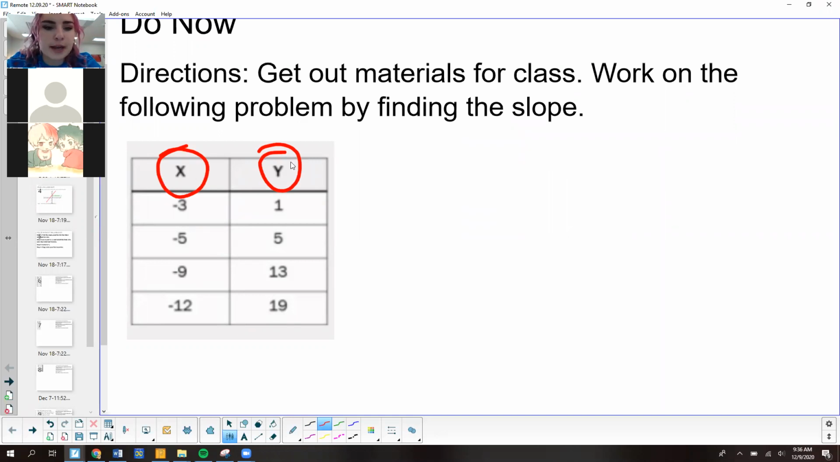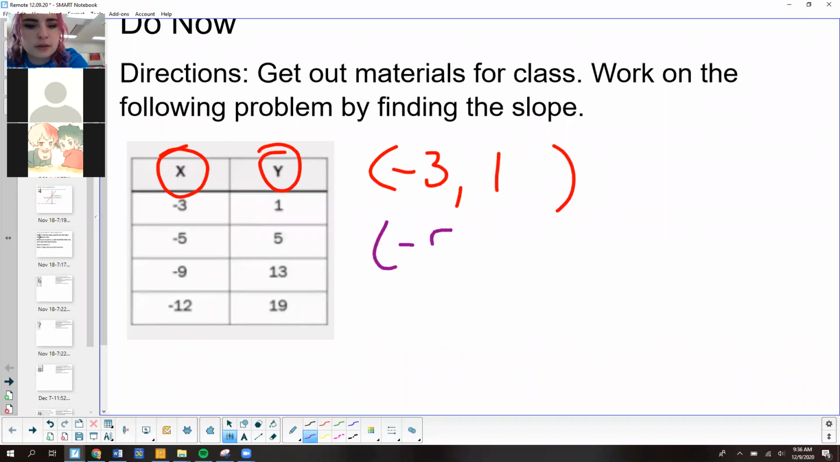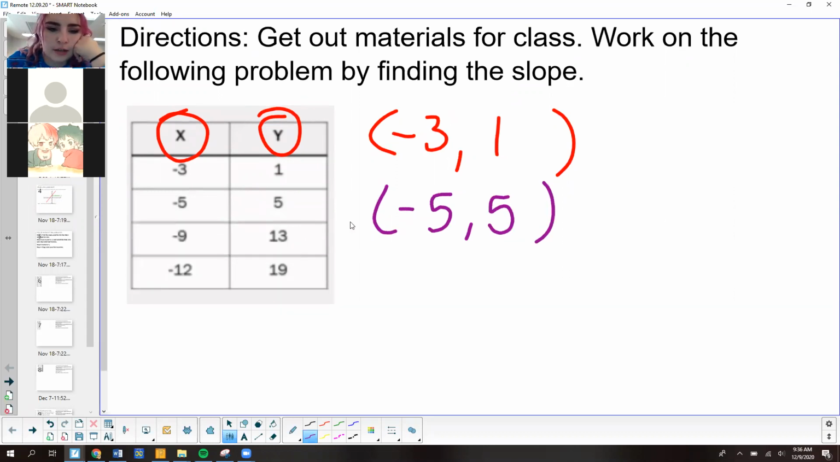Oh, so it's labeled as X and Y. So when we write points on a coordinate plane, we write them as X comma Y. So for this one, we've just got -3, 1 for this first point. And then for this next one, we've got -5, 5. And so on and so forth. The next one will be -9, 13, -12, 19, etc.